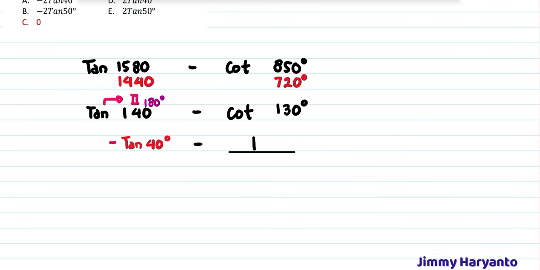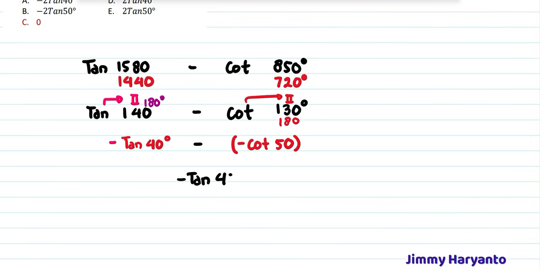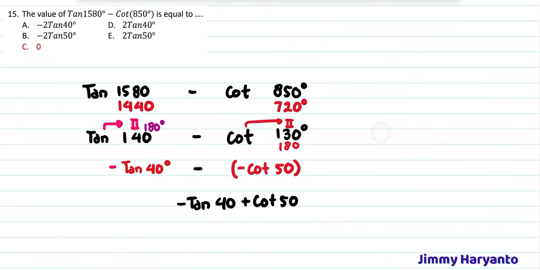1 over... oh, wait. I have another idea. I don't think we have to do that. Okay, so for this one, 130 is on the second quadrant, right? Cotangent in the second quadrant will be negative, and then if we minus it with 180, we'll get 50, right? Minus cotangent 50, and then if we simplify it, we'll have negative tangent 40 plus cotangent 50.